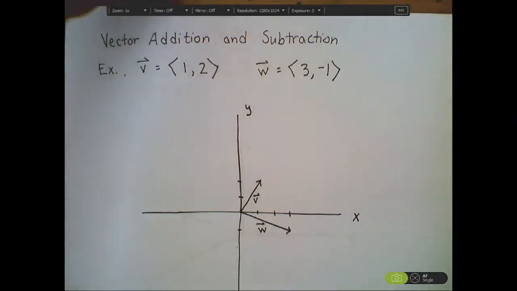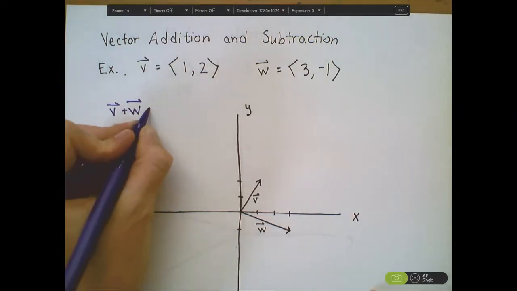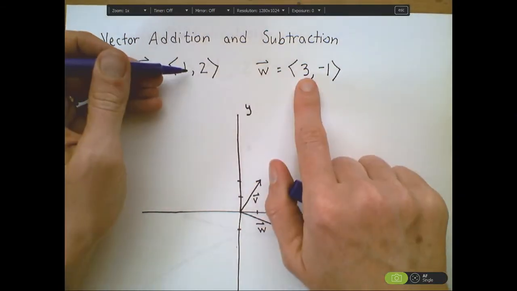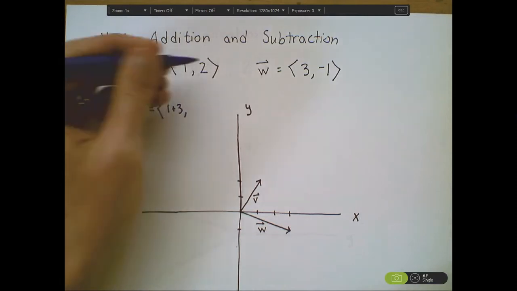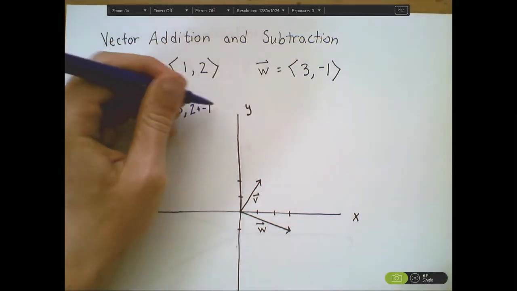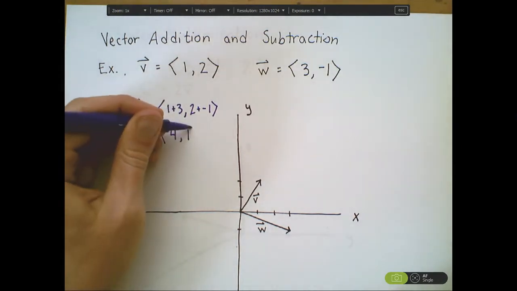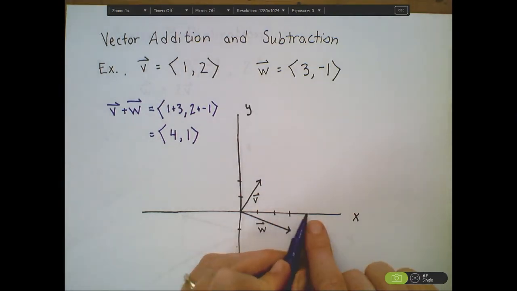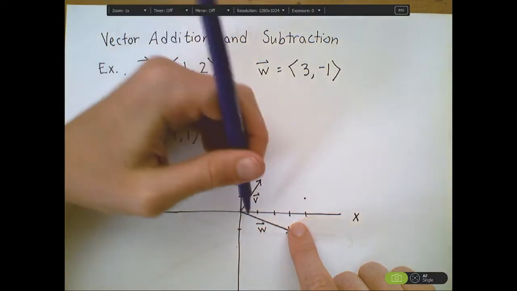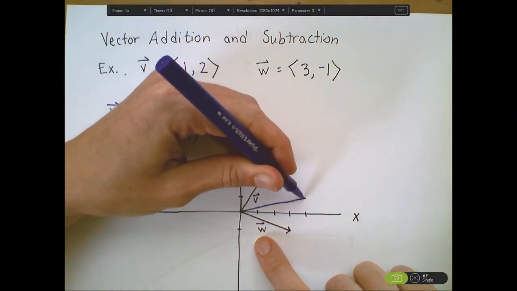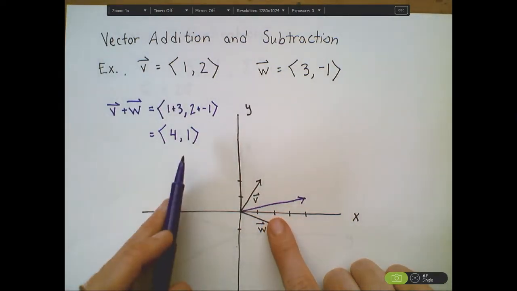Now suppose I wanted to represent the vector v plus w. How would I do that algebraically? Really, it's just the summation of each of these coordinates. So in this case, it's going to be 1 plus 3, which is 4, and 2 plus -1, which is equal to 1. So I get the vector 4, 1. And I can draw that by going over 4 in the x direction and up 1 in the y direction. So that's my algebraic way to be able to write v plus w.